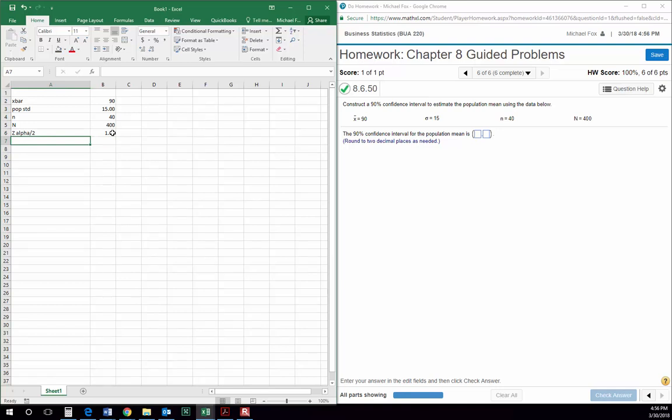We're also going to need our sample standard deviation, which we can figure out because we know our population standard deviation. So our sample standard deviation is going to be the same as our population standard deviation divided by the square root of n, little n. So this is the sample size. So there's our sample standard deviation.